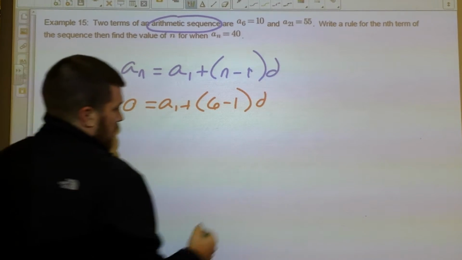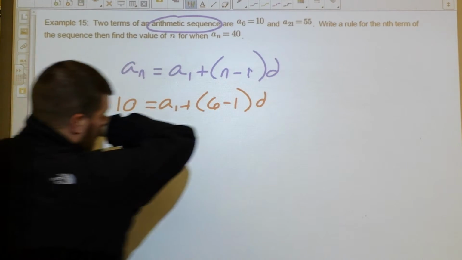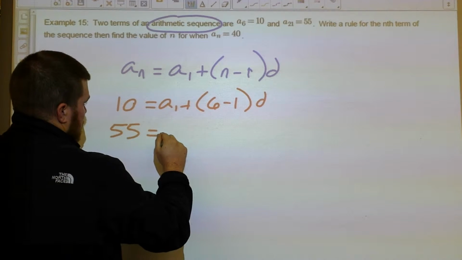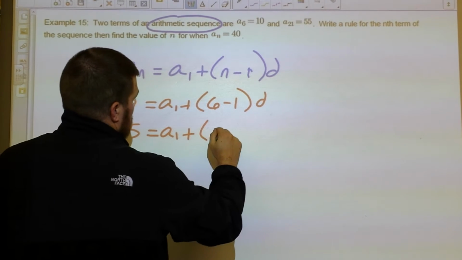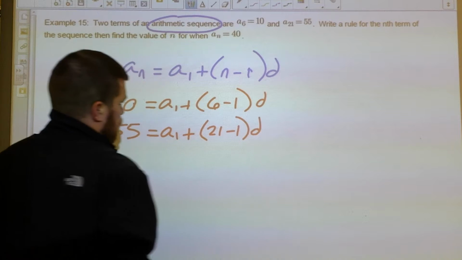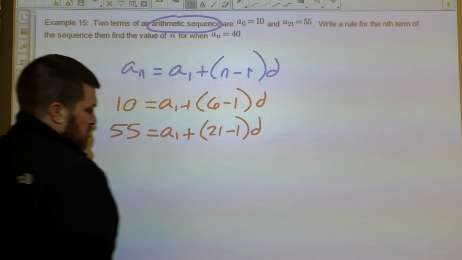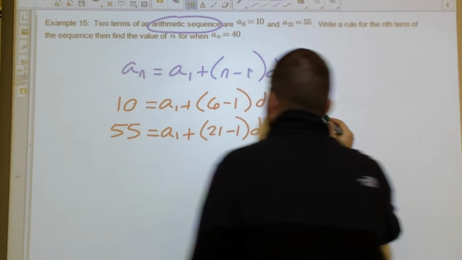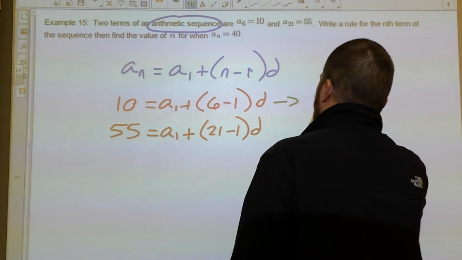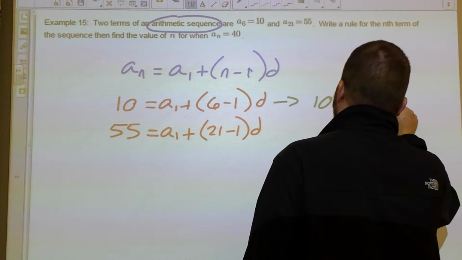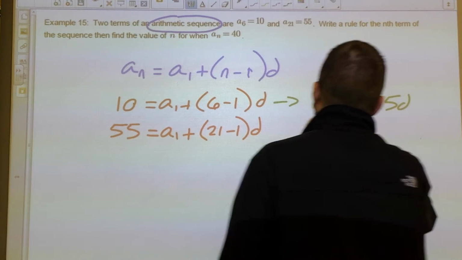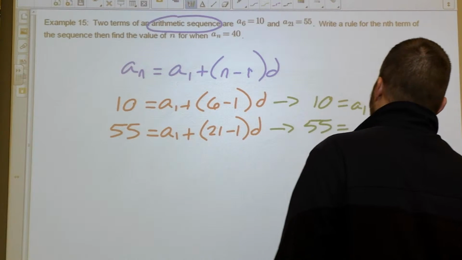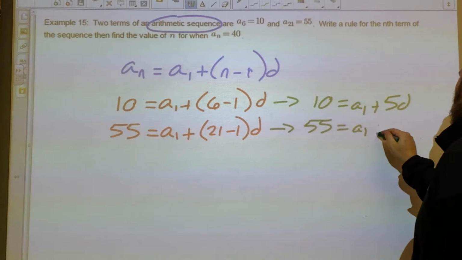Now, I also know that when n is 21, 55 lives there. So I have 55 is equal to my first position plus 21 minus 1 times d. Now I want to clean up each equation as much as I can. The first equation becomes 10 equals my first position plus 5d. The second equation becomes 55 equals my first position plus 20d.